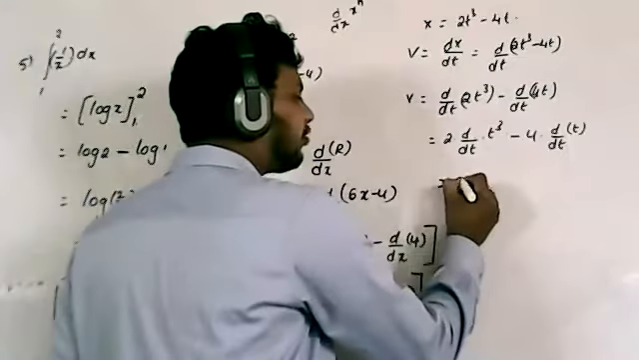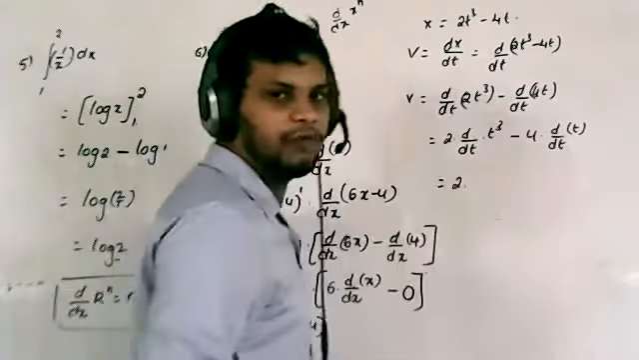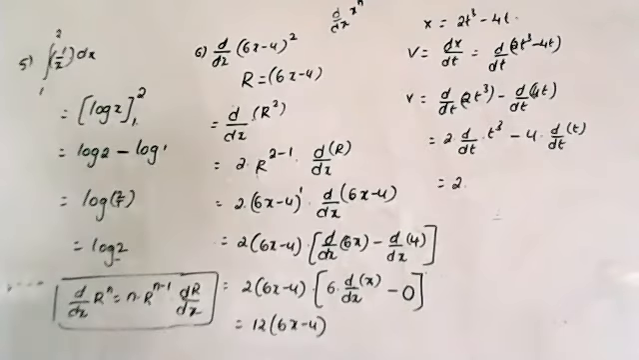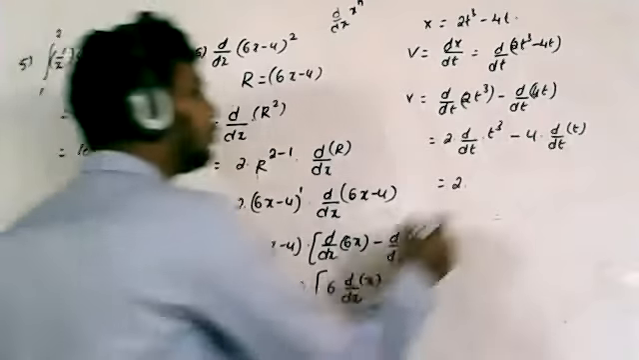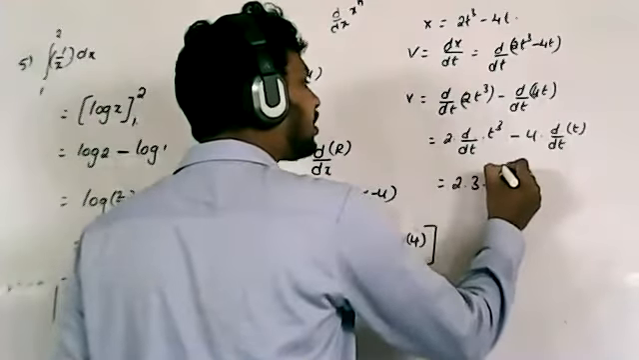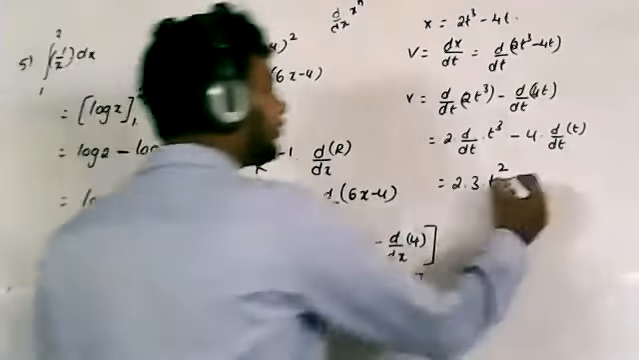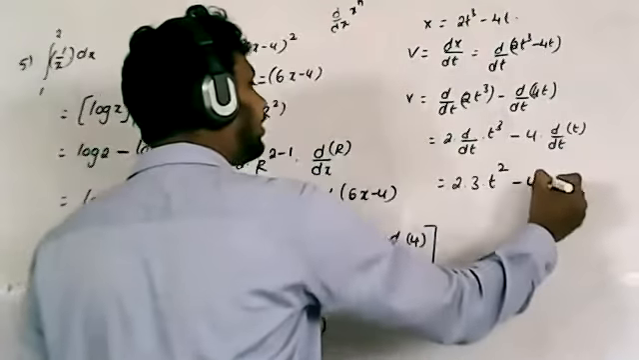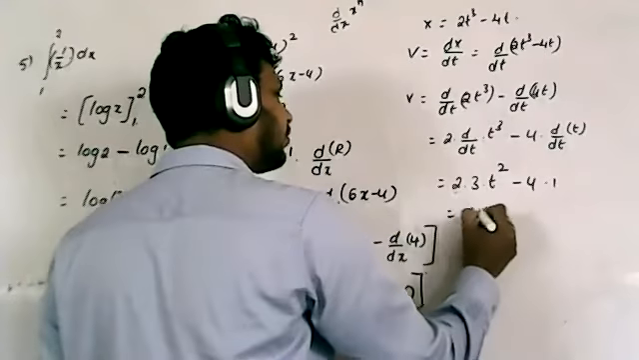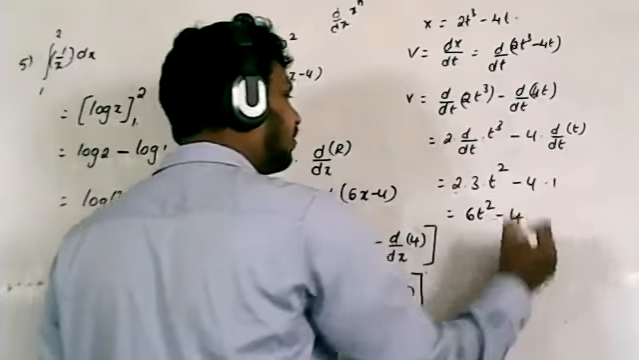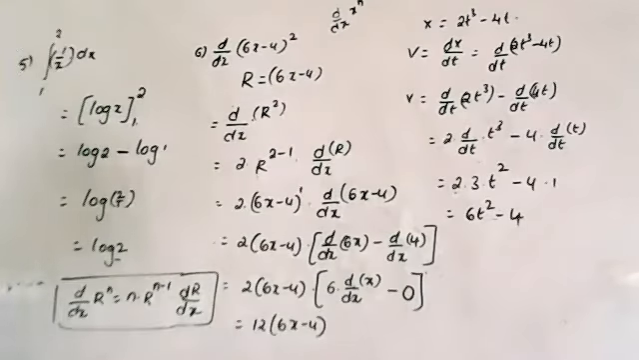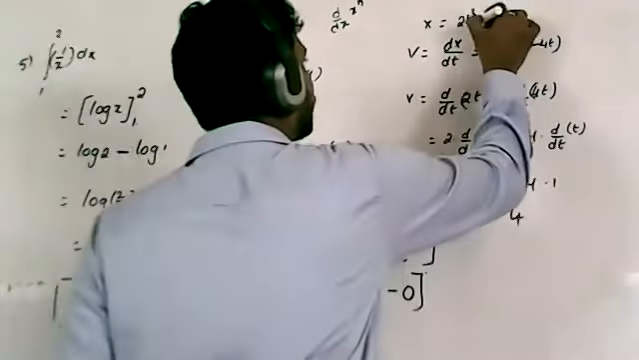Now you can take this as 2 into d by dt of t cube. The value is how much? Very good, 3 into t power 3 minus 2, that is 3t square. Minus 4 into d by dt of t, which is 1. That is, 3 twos are 6. So 6t square minus 4. This is the value. Sorry, it is given plus 4.